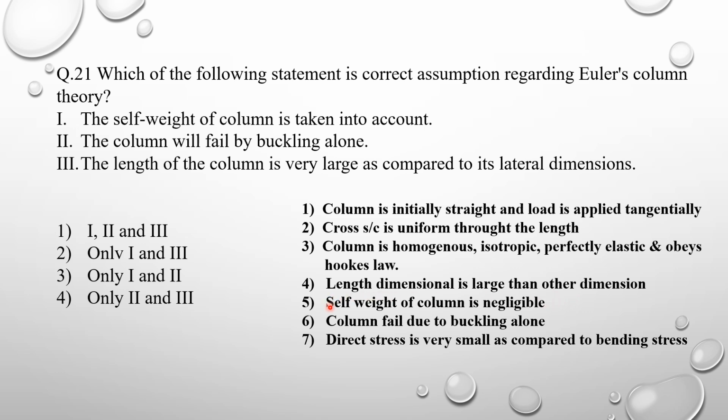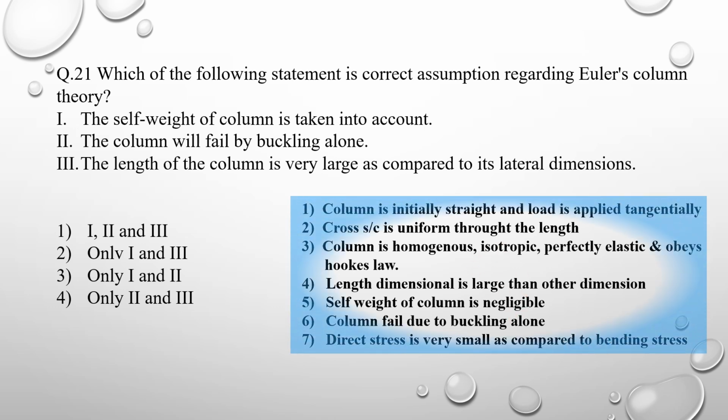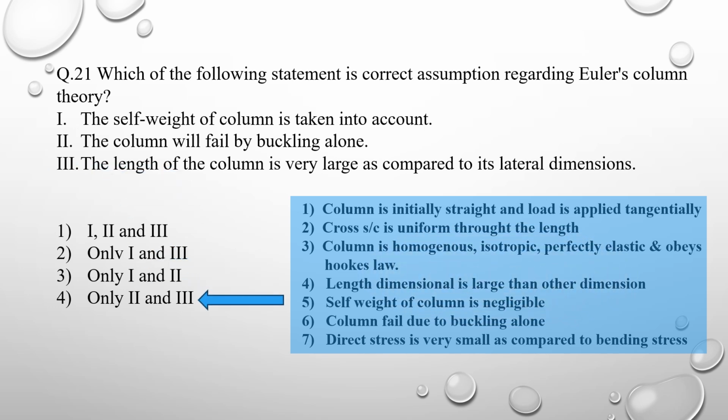Then the self weight of the column is negligible. In the first option they said the self weight of the column is taken into consideration, but the self weight of the column is negligible here, and this is the assumption. Then the column fails due to buckling alone, so second is correct. The column fails due to buckling alone, and direct stress is very small as compared to bending stress. So these are the assumptions related to Euler's column theory. Option number 4 is correct.